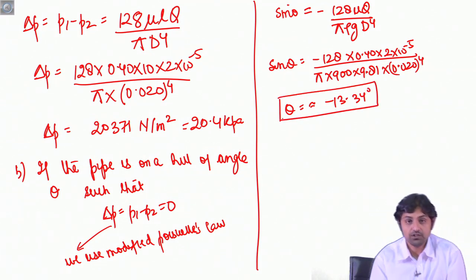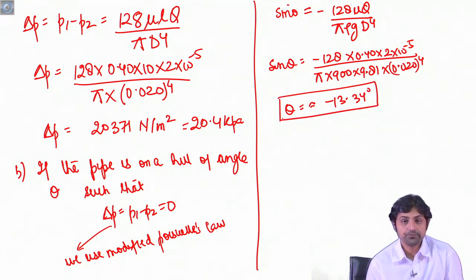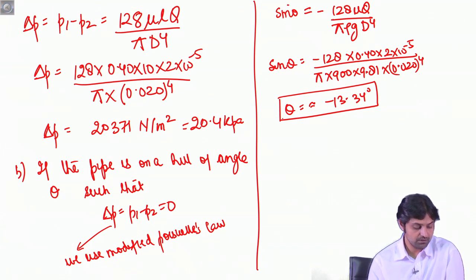So in part A we use simple Poiseuille's law. In the second one we use the modified Poiseuille's law. All right.